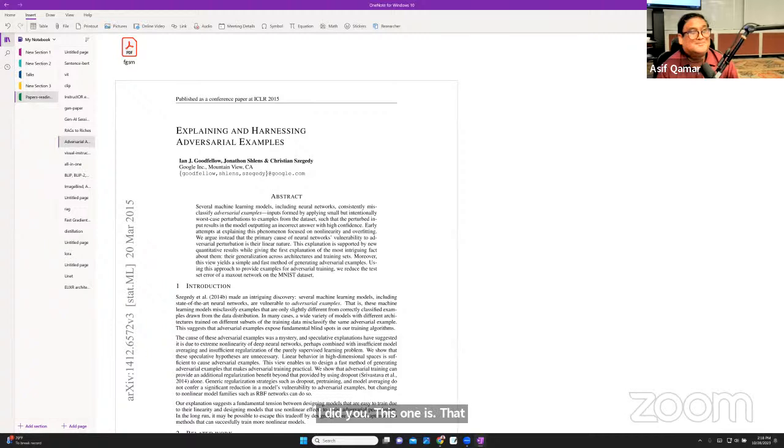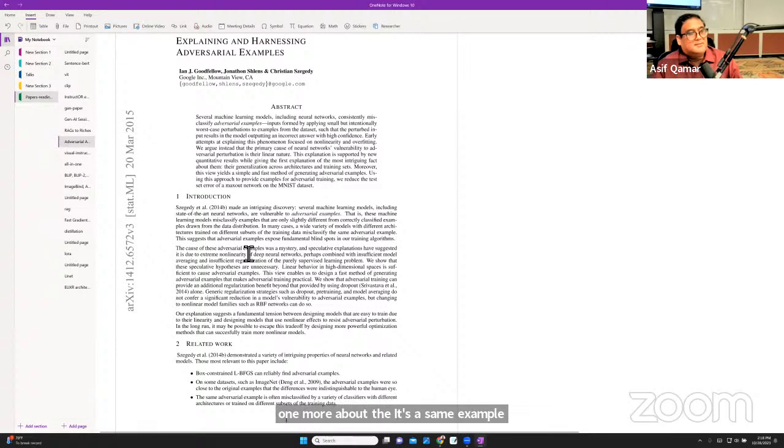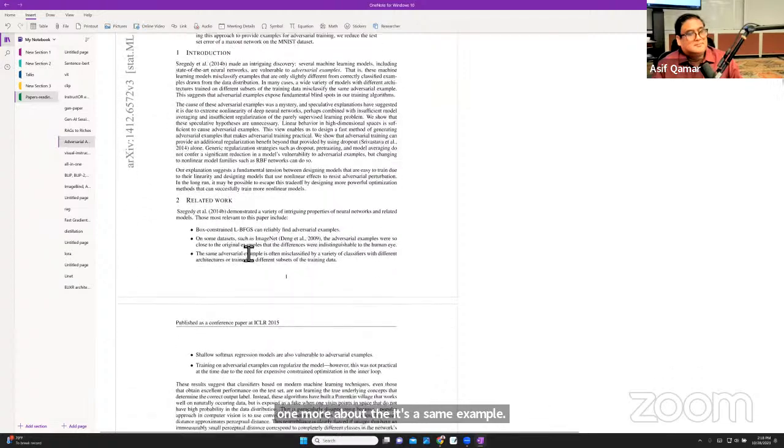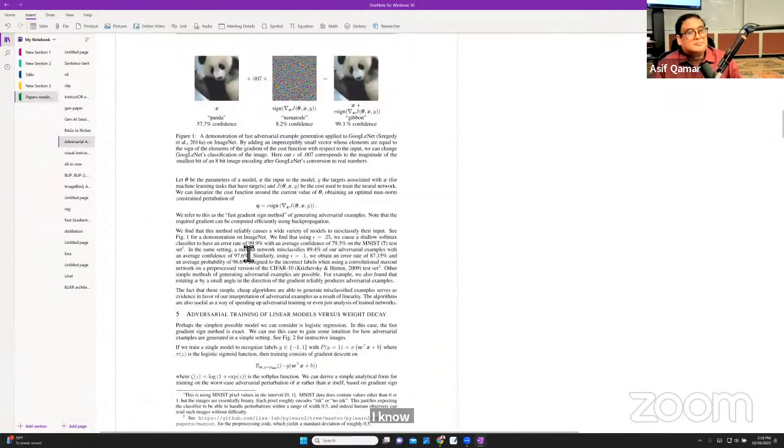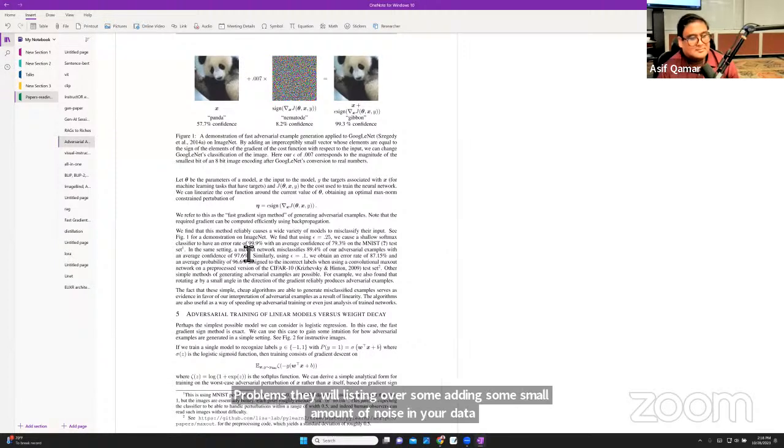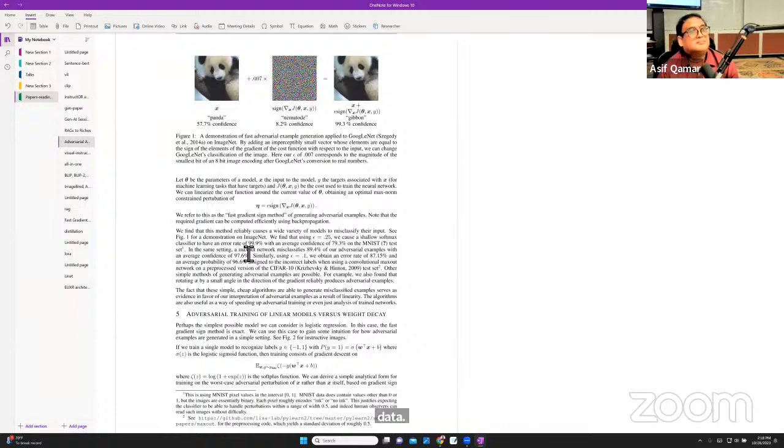So this one is more about adversarial examples, the same example which is listed over here, the panda, and the small perturbations can cause those problems. They were talking about adding some small amount of noise to your data, which can cause those perturbations and then cause these problems in models. Yeah, but why does it work?